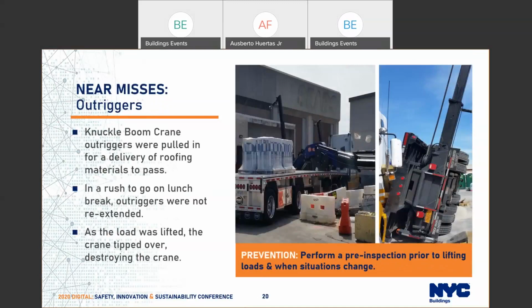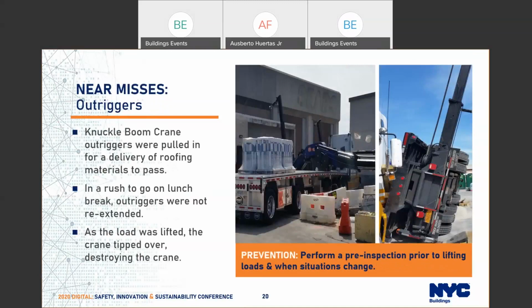At a mall in Brooklyn, at the delivery area on top of one of the stores, a brand new crane was totaled. Initially, the knuckle boom crane was being used with outriggers extended. Close to lunchtime, a delivery truck arrived with roofing materials that could not get around the knuckle boom. The outriggers of the crane were blocking the delivery truck, so the workers withdrew the outriggers.